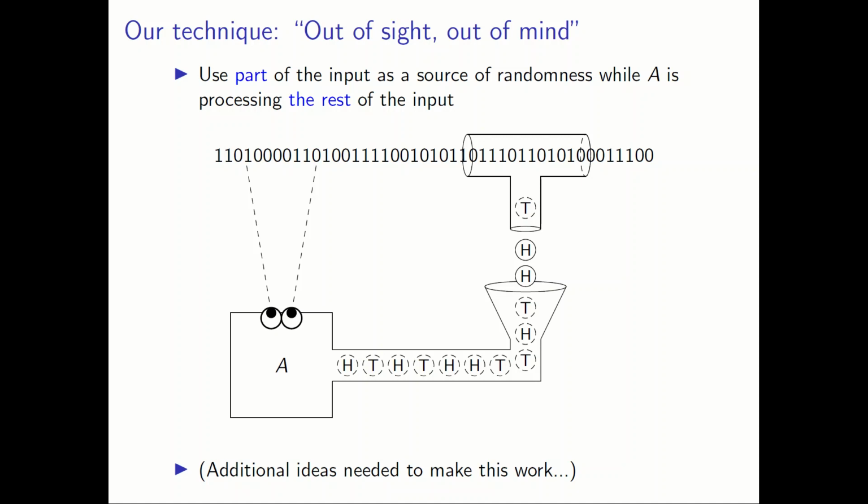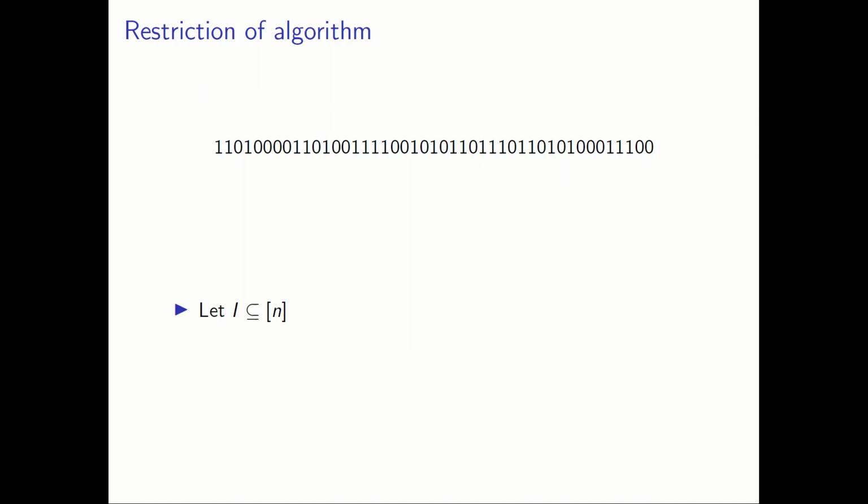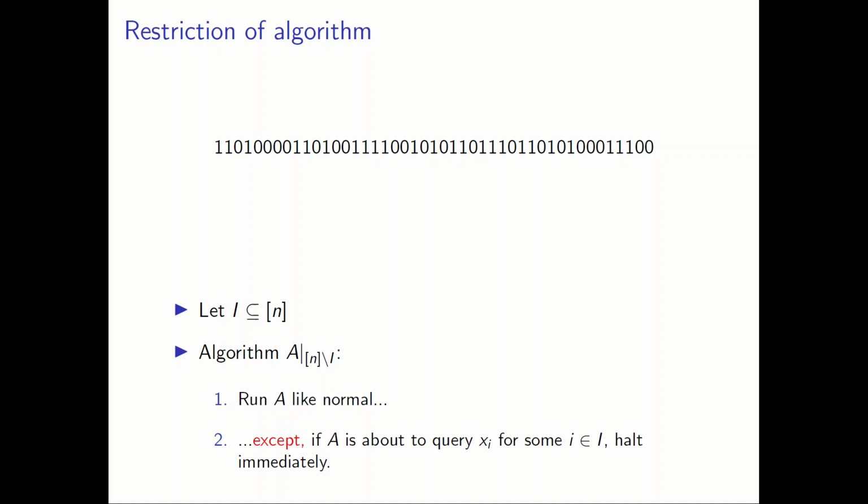Okay, so in order to get started on telling you more precisely how this works, let me introduce this notion of restricting an algorithm. So if we have a subset I of the indices, then we want to think of I as being the forbidden region. This is where the algorithm is not allowed to look. Okay? So we'll define this restricted algorithm, the algorithm restricted to the indices outside I. So this is a new algorithm, and what it does is it runs the original algorithm, but if the original algorithm ever tries to read from this forbidden region, then the restricted algorithm just halts immediately. Whatever configuration A was in right before it read from that forbidden region, that's the final configuration, and the simulation is over. It's halted.